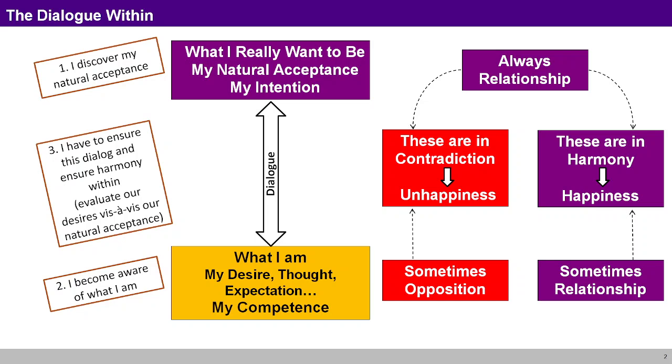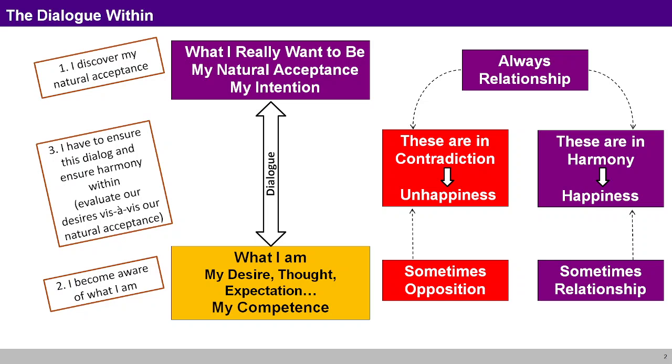In the middle part you can see the dialogue between what I am, who you are right now, and what I really want to be. What do you really want to be? So it's a dialogue between what I am and what I really want to be. What I am consists of my desire, thought, expectation. Those three combined together, that's called the content of imagination. My desire, my thought, my expectation, and my competence, the ability that I have achieved in myself. That is what I am.